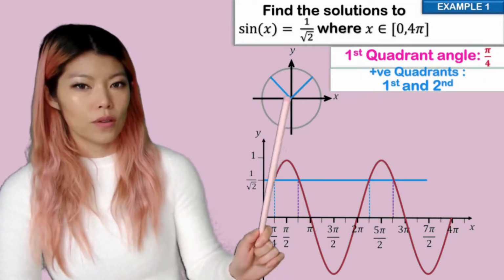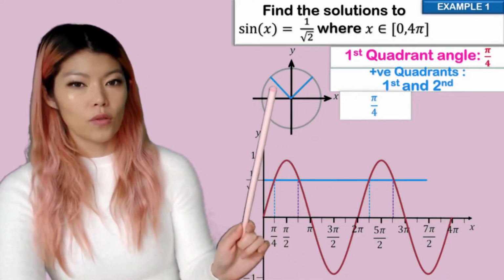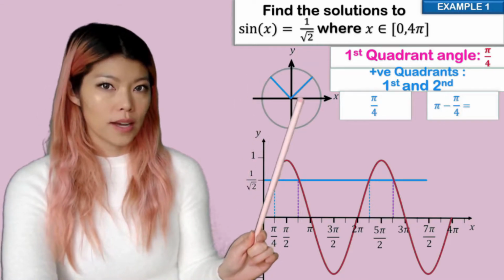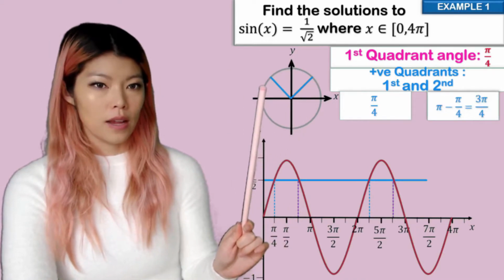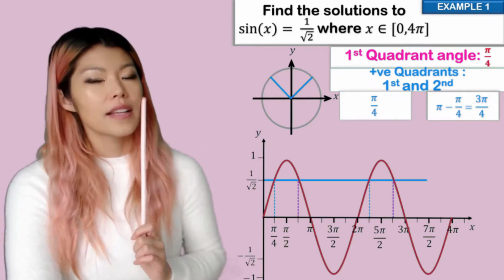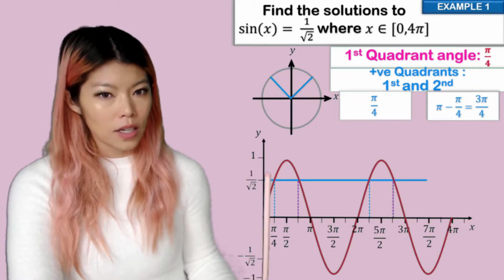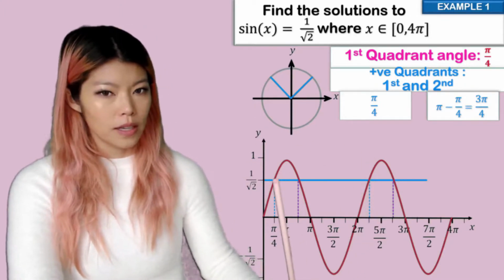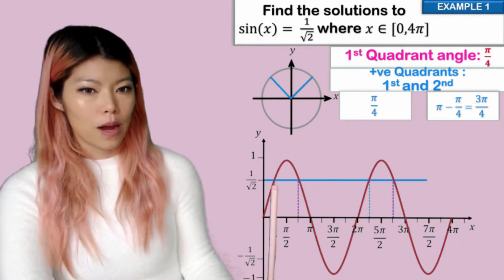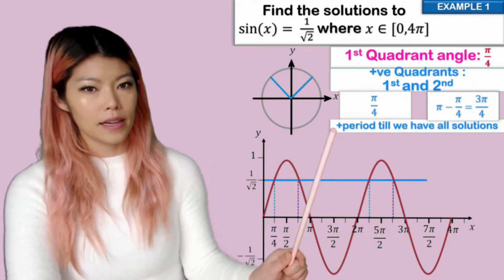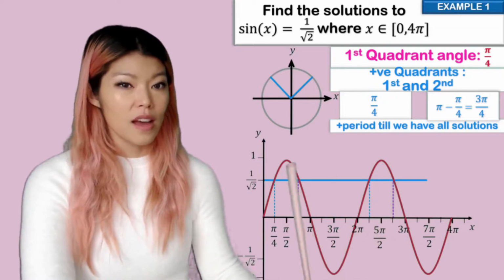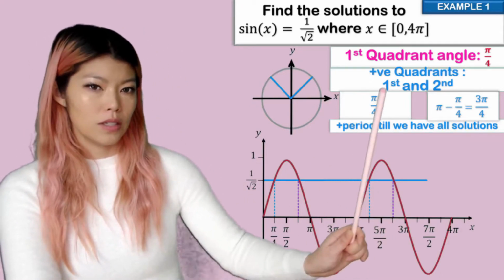So the first quadrant, well, that's easy, that's pi on 4. The second quadrant would be pi minus pi on 4, which is 1 minus a quarter. 4 minus 1 is 3 pi on 4. So now we have our first 2. Then we ask ourselves, how do we go from here to the next exact same point? That is, how far is that away? That is exactly 1 period away. So if I go from pi on 4, how do I get to that point there? I add a period. And if I go from 3 pi on 4, how do I get to that point over there? I also add a period. So let's add a period to these 2 solutions.